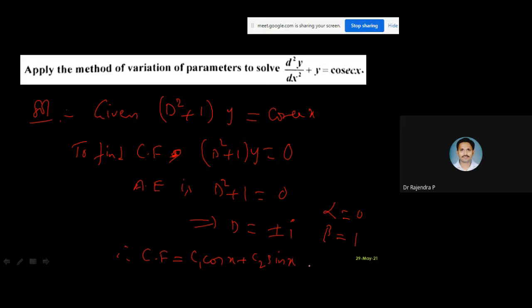Is there any difficulty up to this? Easily you can do it, right? Yes or no?